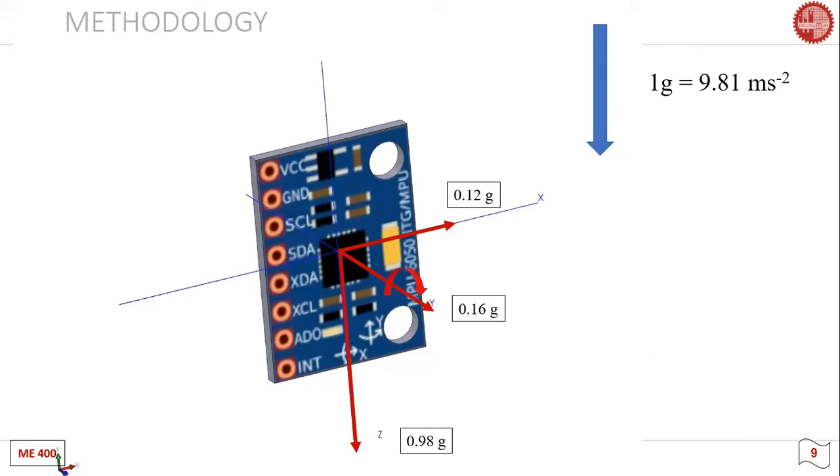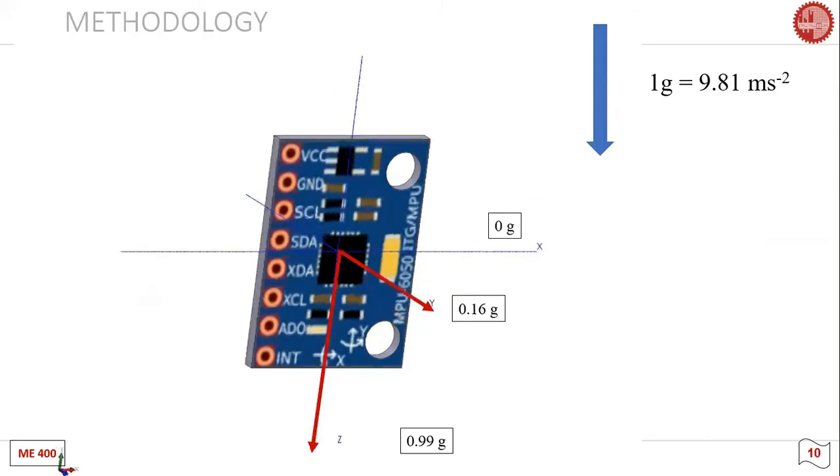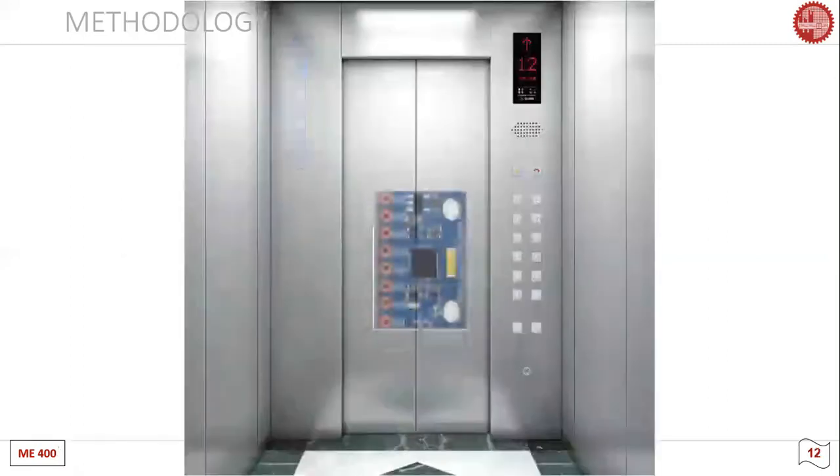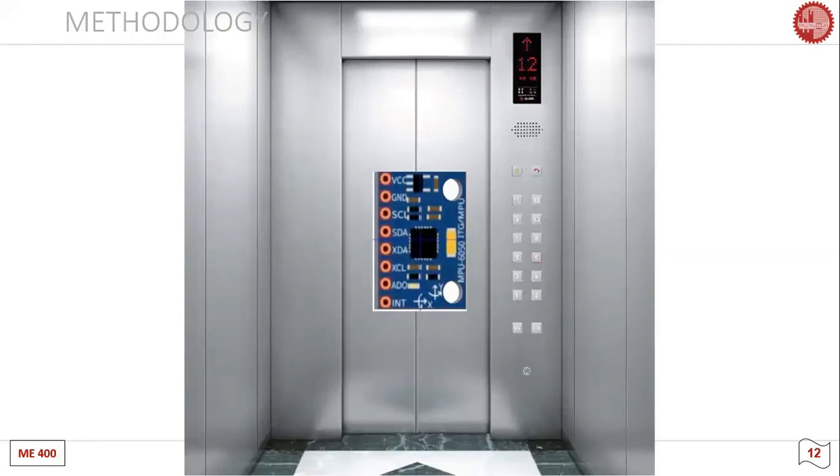Now, if we rotate the sensor along the y-axis, the x component becomes 0, and if we rotate the sensor along the x-axis, the y component becomes 0, and the sensor completely aligns with the inertial frame of reference. This distinct orientation will help us to distinguish the lateral vibrations from the vertical acceleration.